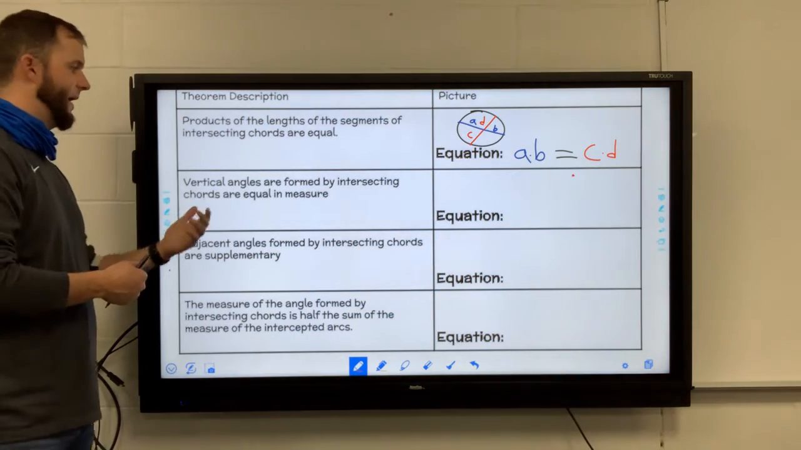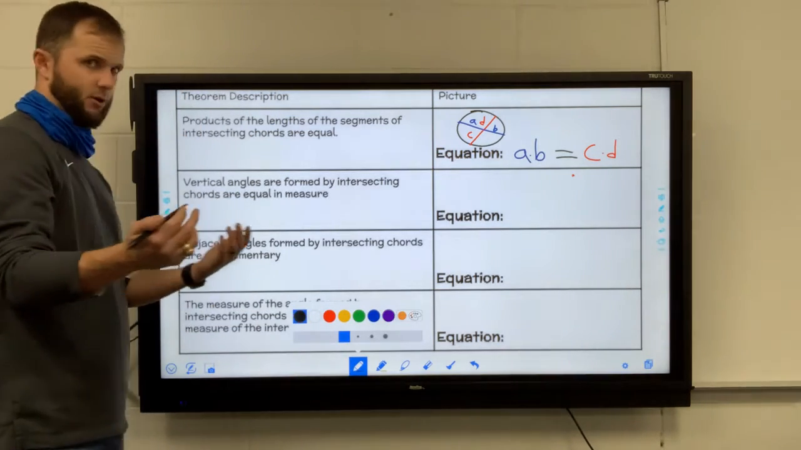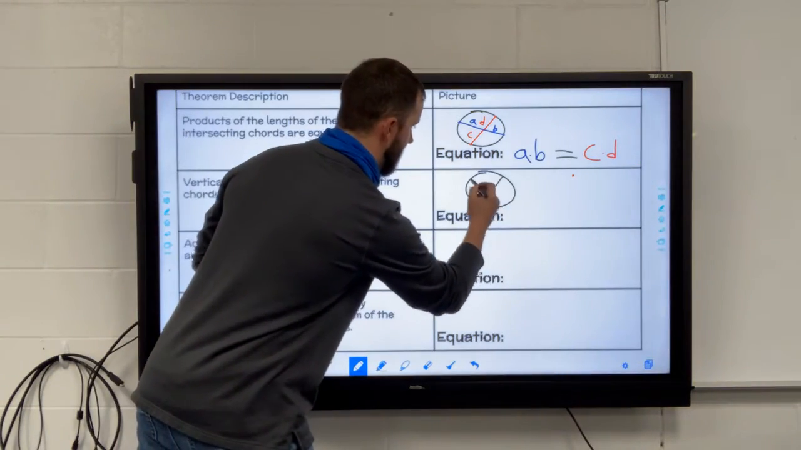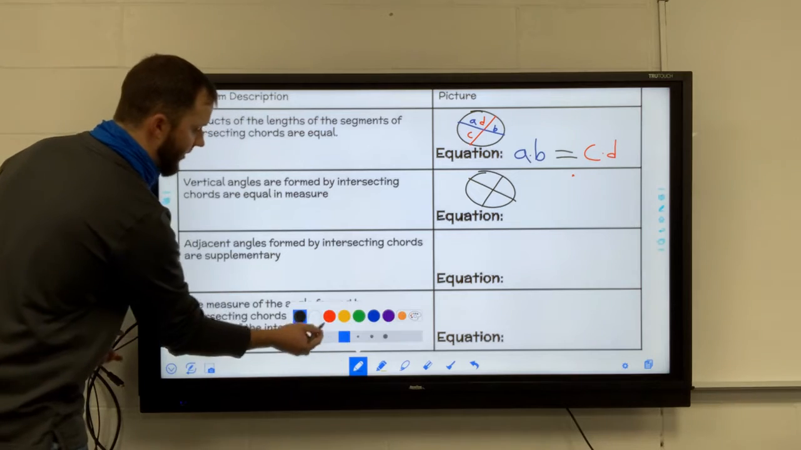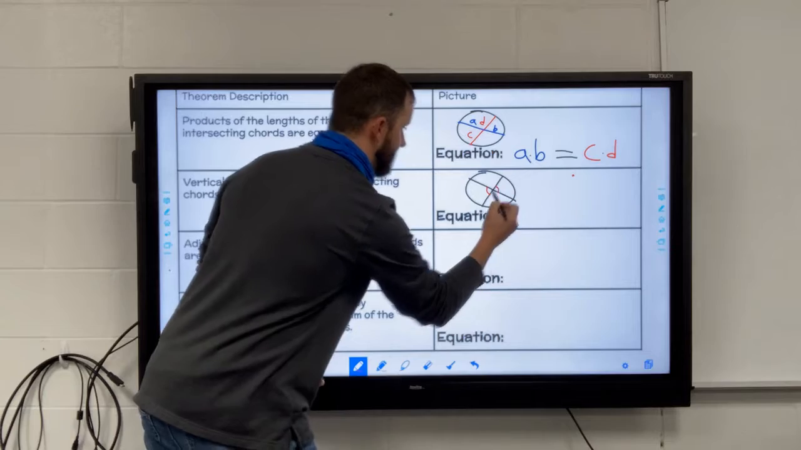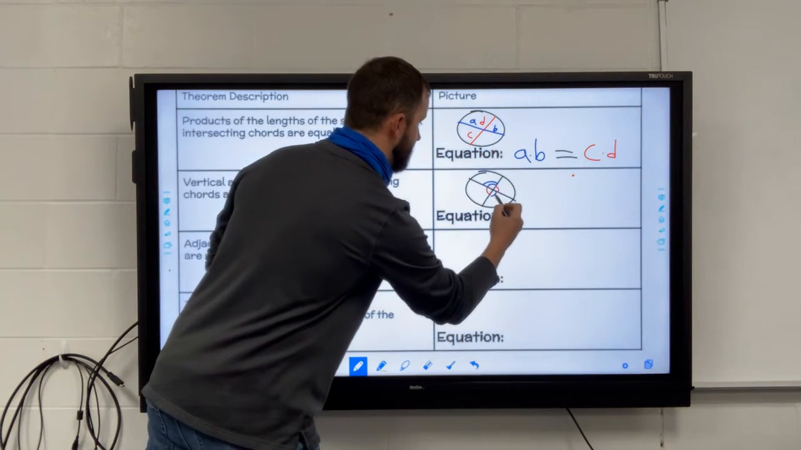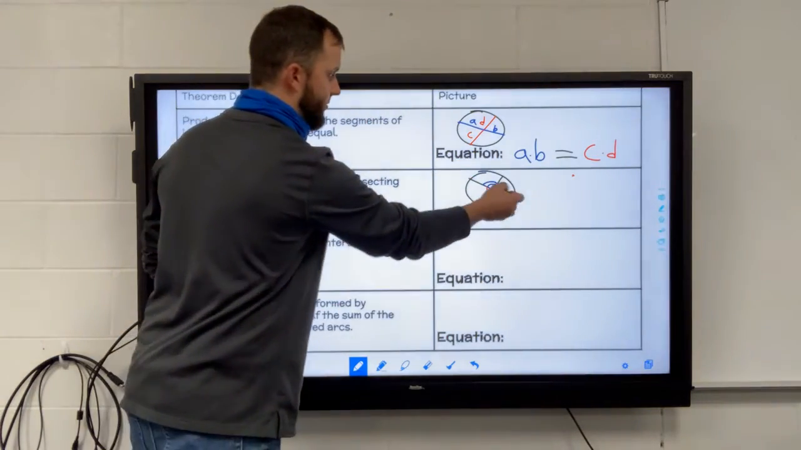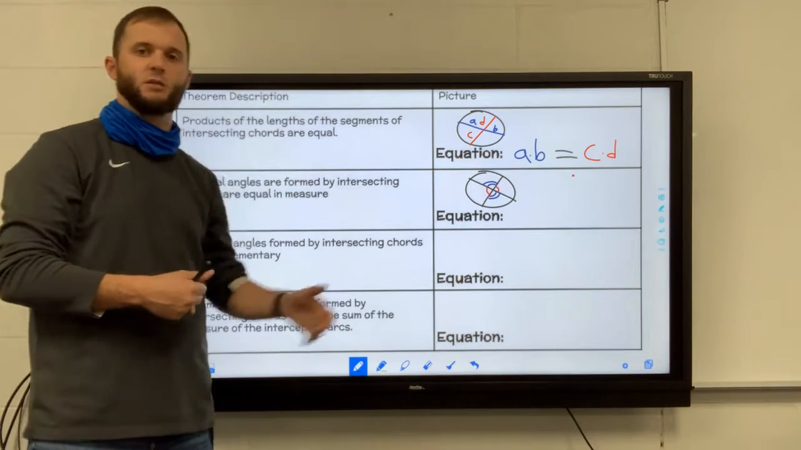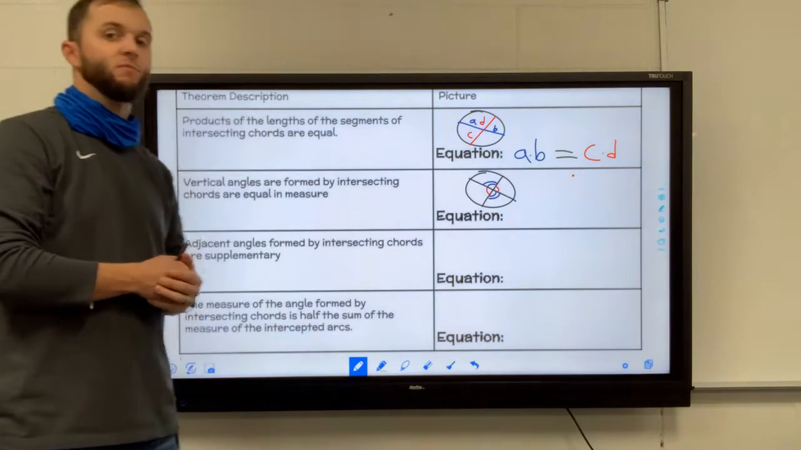It says vertical angles are formed by intersecting chords and are equal in measure. We already know that vertical angles are going to be congruent to each other. So if I have a circle, and then I have a chord going this way and a chord going this way, they're intersecting each other. I know the vertical angles, meaning the angles across from each other, are going to be congruent to each other. So this angle is going to be congruent to this one. And then this angle up top here, I'm going to put 2 marks on it, in blue, is going to be congruent to this one. So angles across from each other are congruent. Those are vertical angles. We knew that back from our parallel lines and transversals unit that we used last semester.